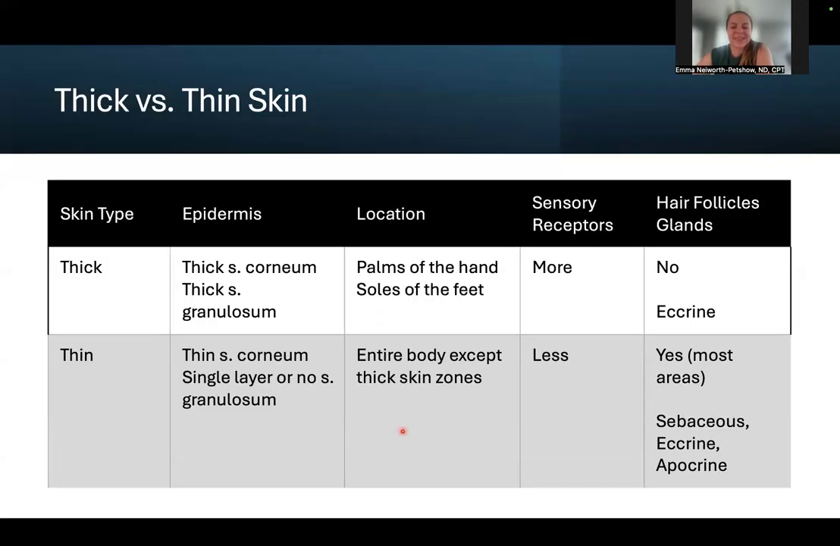Looking then at thick and thin skin, adding on some other components. In thick skin, we'll see more sensory receptors than in thin. And in thick skin, we will primarily see eccrine glands. We won't see hair follicles, but in thin skin, we'll see hair follicles in most areas, and sebaceous, eccrine, and apocrine glands.